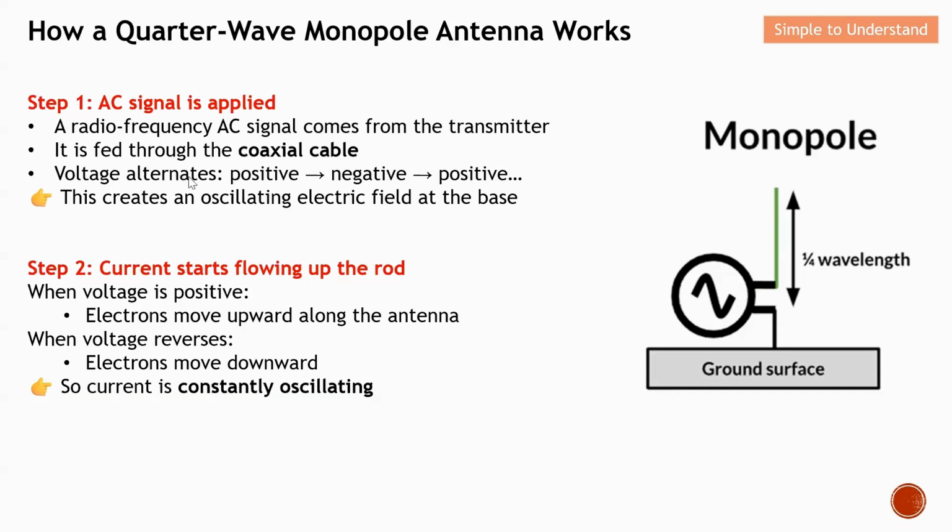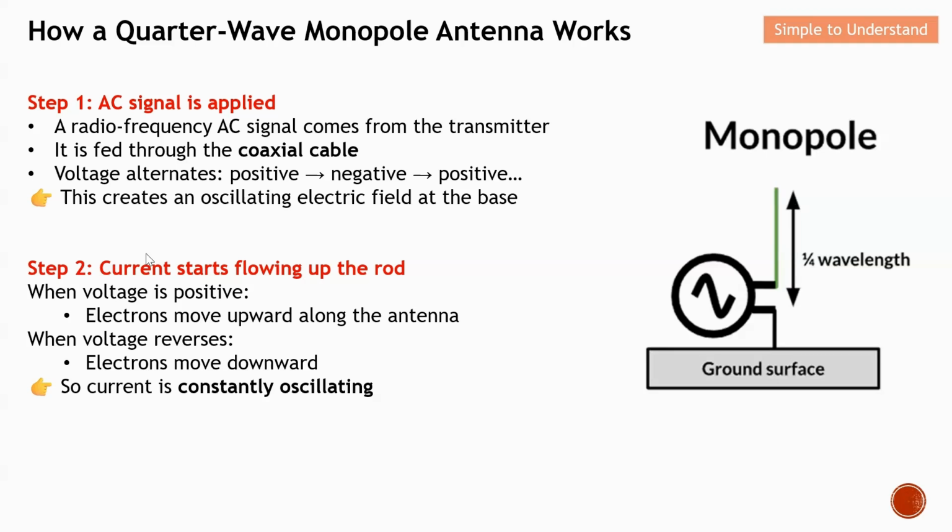Next, the voltage actually alternates between positive, negative, positive, negative. Basically from here you can imagine that when this is positive, after that it will change to negative. With this, they create an oscillating electric field at the base. So they create an E field at the base of the monopole antenna.